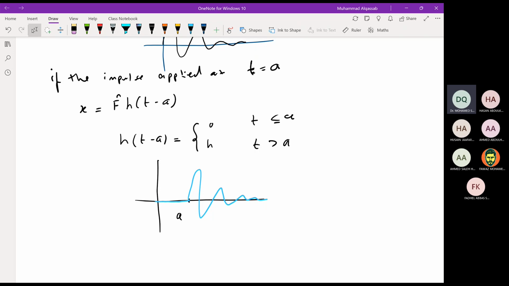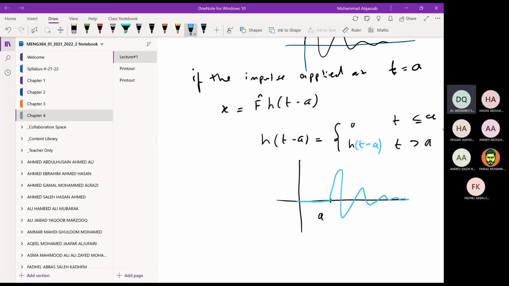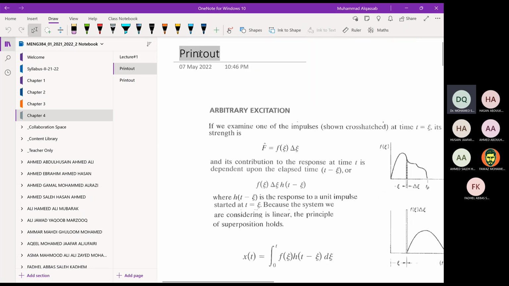And whenever this impulse started at a different time other than t equal to 0, you will use h of t minus a using this piecewise continuous. Okay, so this is h of t minus a. So wherever there is t in h, you replace it with t minus a. Okay, so this I will move to lecture 2.